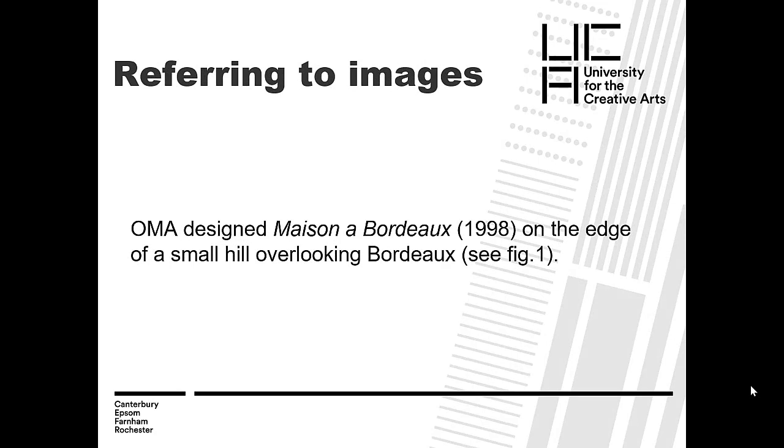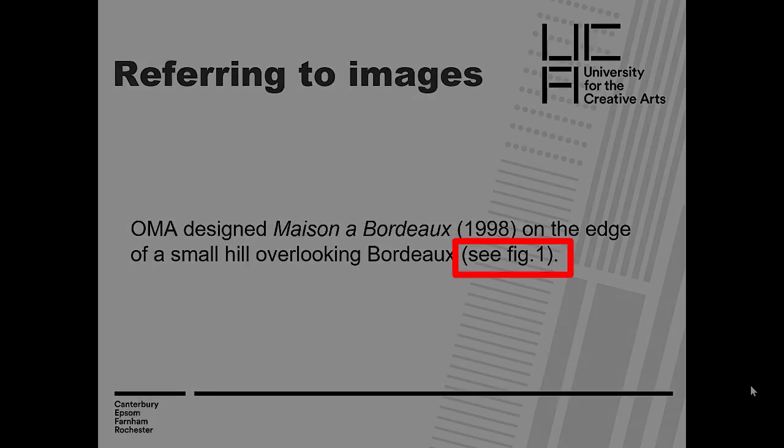So, referring to images. Every image in your essay should be there for a reason, to help support a point that you are making or to save valuable words when you might be tempted to describe what a work of art looks like. To highlight an image that you want your tutor to view, you can refer to it by adding "see fig. 1", like I've done in this sentence here, to your sentence.